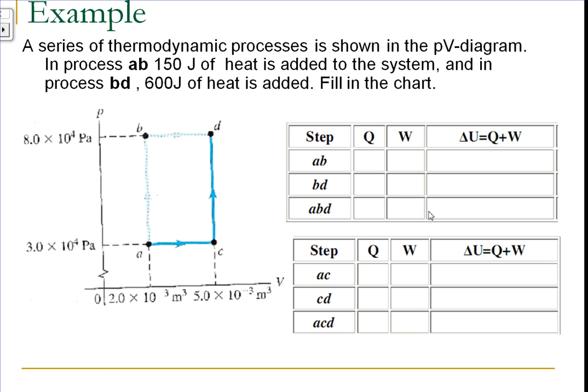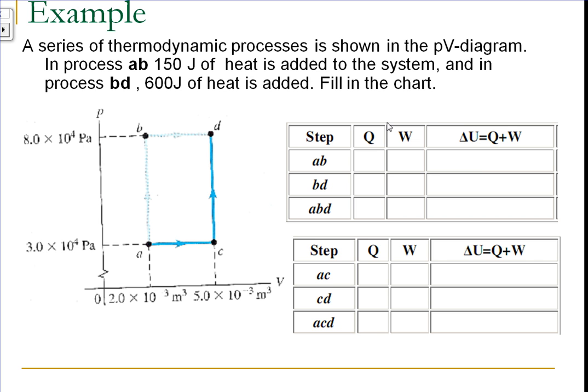Now let's work through this example. I have a series of thermodynamic processes as shown in my graph. I start at A, go to B, and then from B I go to D. From A to B I add 150 joules of heat. From B to D I add 600.